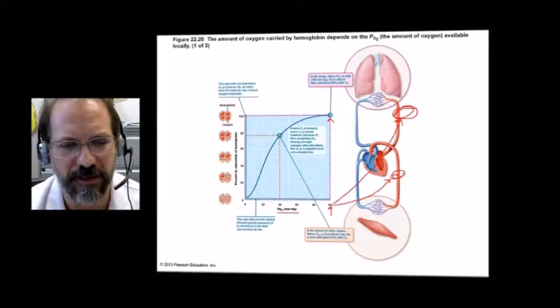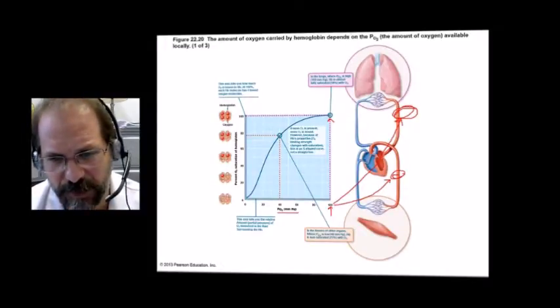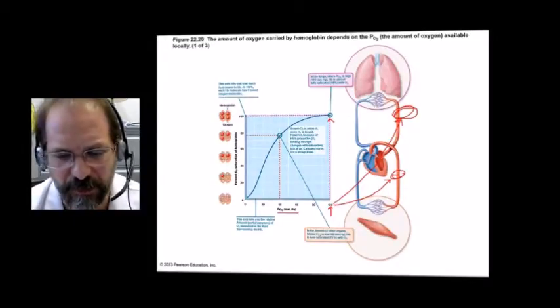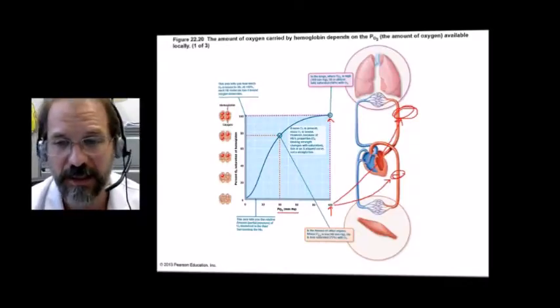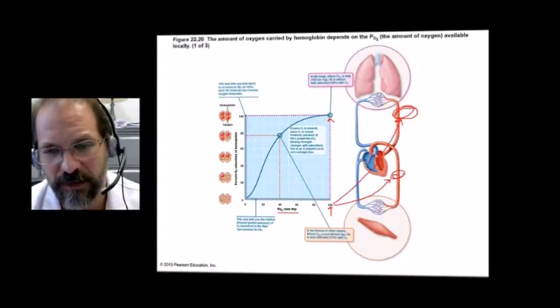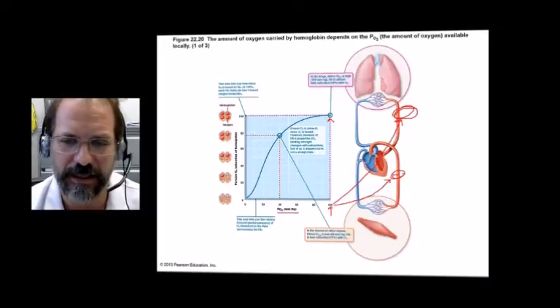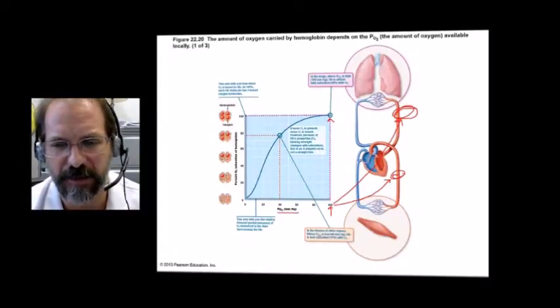Now, in truth, it's not 100. It's about 98%. But we're saturated as much as you can be. And you can see that at this point, the graph has pretty much become a horizontal line, which means even if we drove this up to 160, like it was in inspired air, we'd get virtually no gain in hemoglobin saturation, because after all, it's already at 98%.